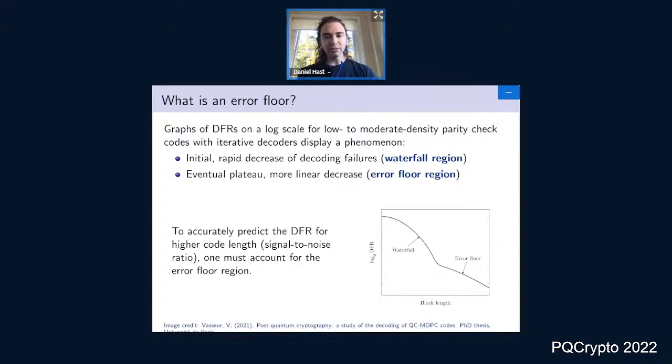And in particular, low to moderate density parity check codes with these iterative decoders display what's called an error floor phenomenon. So as the block length varies, while leaving the other parameters fixed, we have a rapid decrease in the decoding failure rate in a waterfall region, but then it switches to linear and plateaus in this error floor region. And so in order to accurately estimate decoding failure rates, we have to account for this error floor phenomenon.